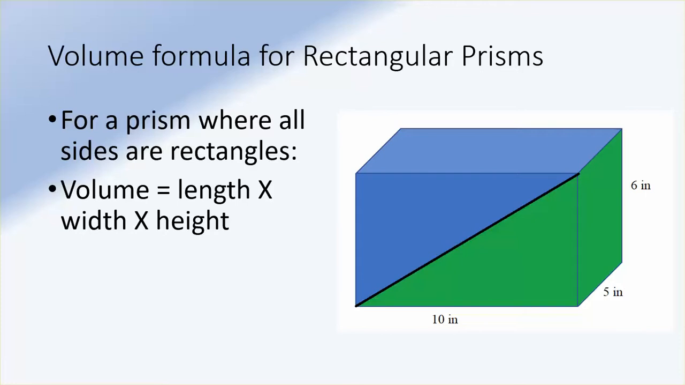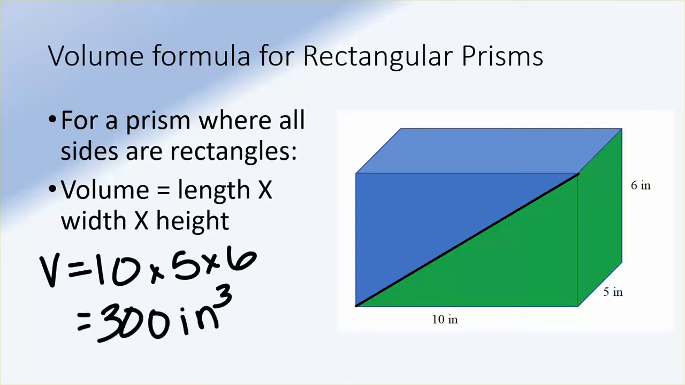So let's take a step back and look at the volume for rectangular prisms. Again, if all the sides are rectangles, I can take the volume as length times width times the height. So let's go ahead and find the entire volume of this box. In this case, the volume is 10 times 5 times 6, which is 300 inches cubed.